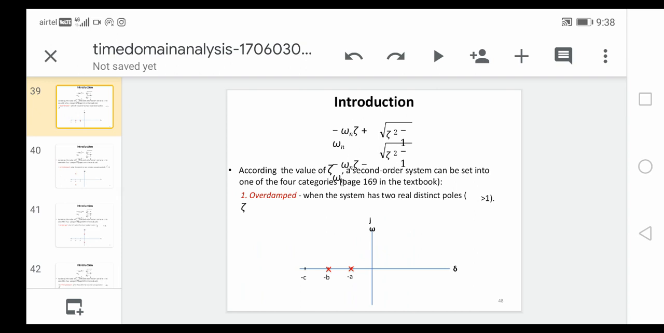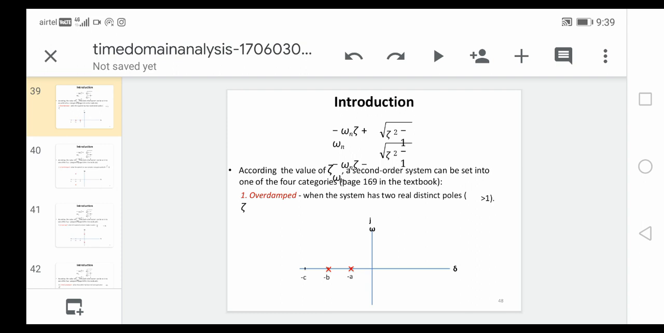What are the two roots? The second order transfer function is omega n square by s square plus 2 zeta omega n s plus omega n square. That is the second order transfer function. The roots of the second order transfer function are minus omega n zeta plus omega n square root of zeta square minus 1, and minus omega n zeta minus omega n square root of zeta square minus 1.